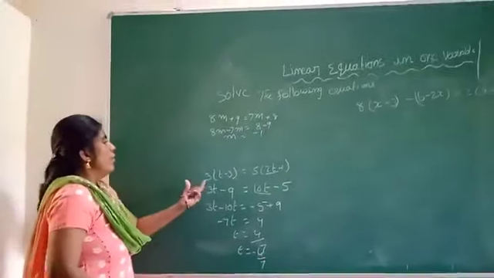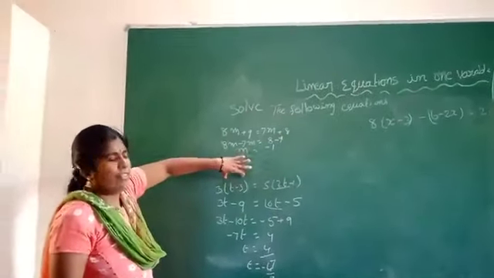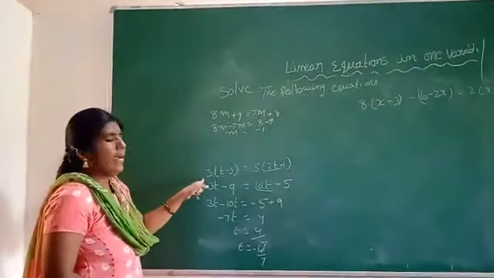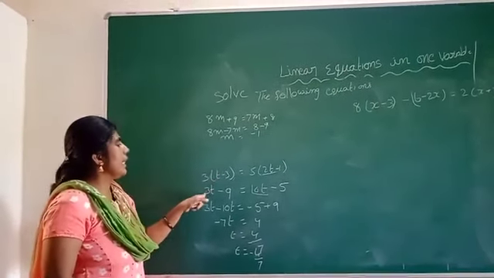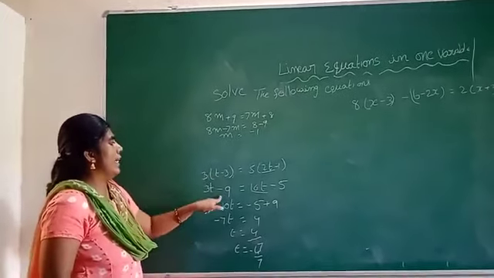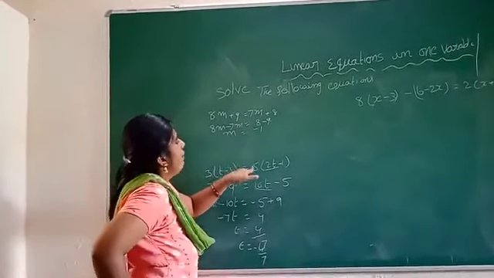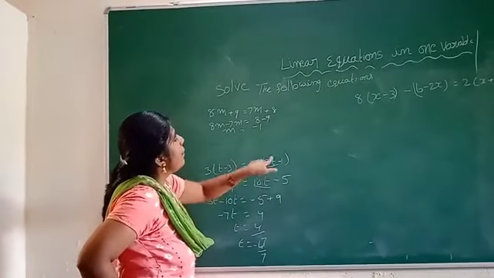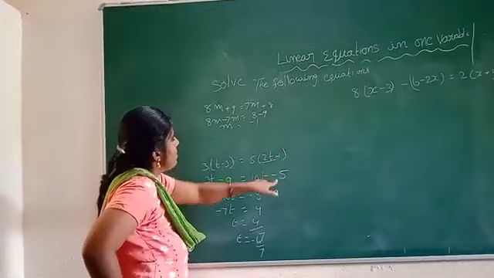Okay? See, children, bracket is nothing but multiplication. The two terms are multiplied by 3. 3 into t, 3t. 3 into 3, 9. Plus into minus, minus. 5 into 2, 10. 10 into t, 10t. 5 into 1, 5. Plus into minus, minus.